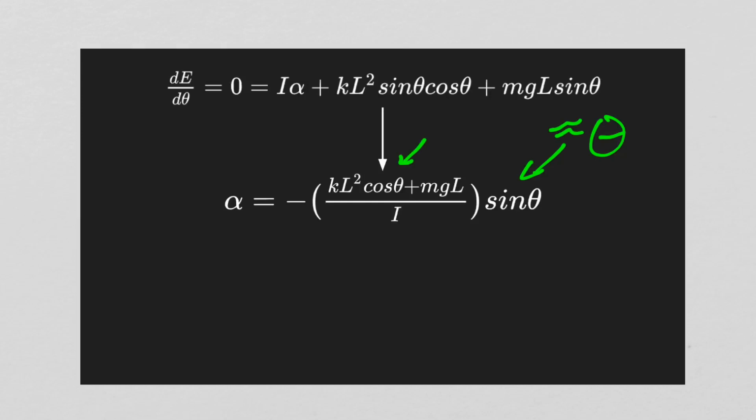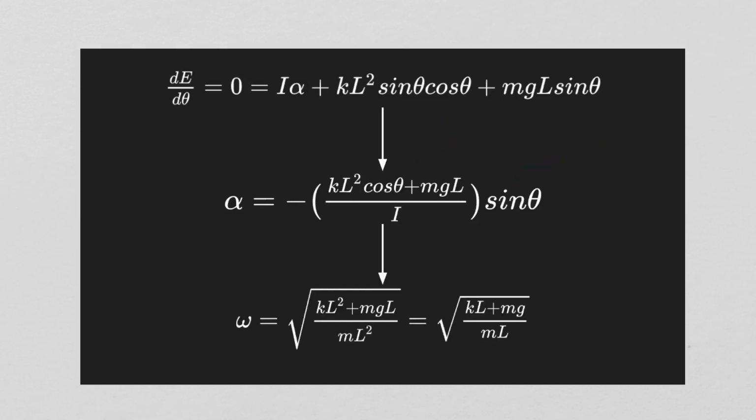That was the very key point. And cosine theta is approximately 1 for small oscillations. That's Taylor series. Again, you use series to make your life so much easier. With our new approximations, we plug those in and get the angular frequency of the system.